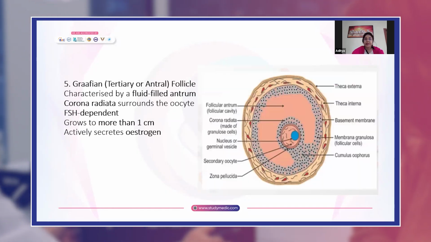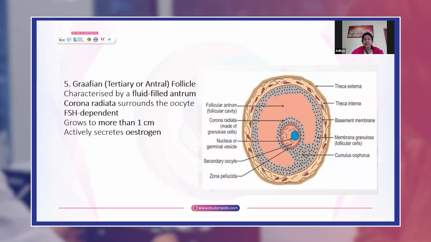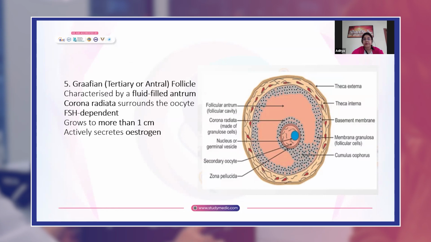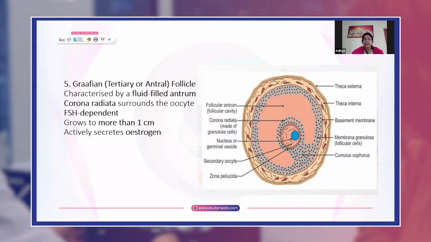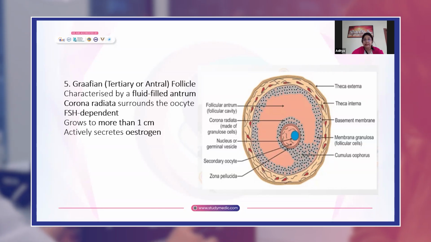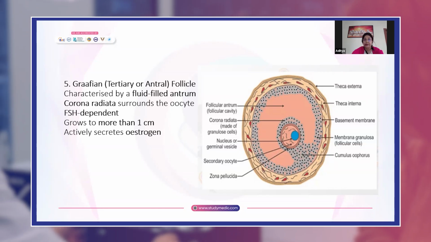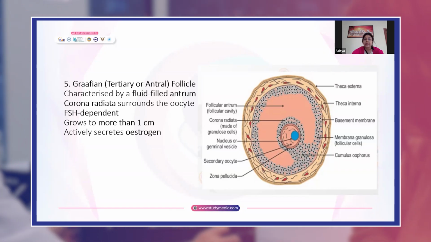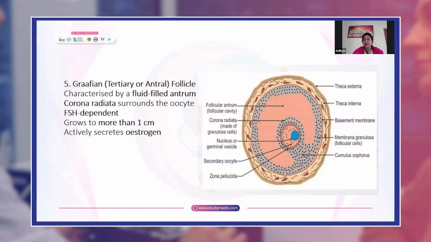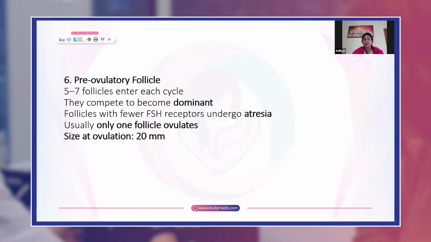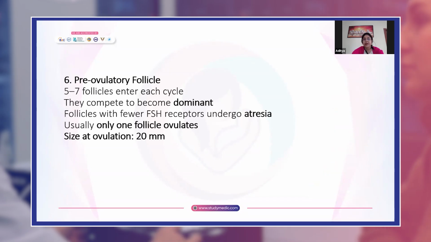The antral follicle, which is also called the tertiary follicle, is characterized by a fluid-filled antrum. There is a corona radiata that surrounds the oocyte. This follicle is FSH dependent and grows to more than 1 centimeter. It actively secretes estrogen. We may ask an SBA question from this, so just go through all the slides carefully.